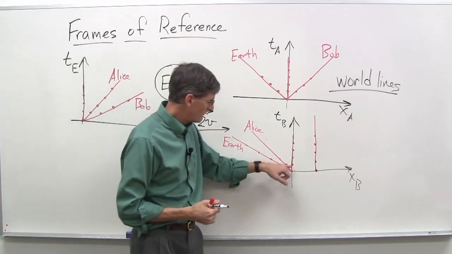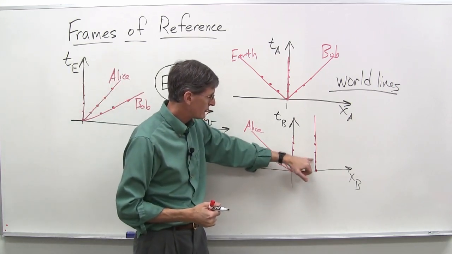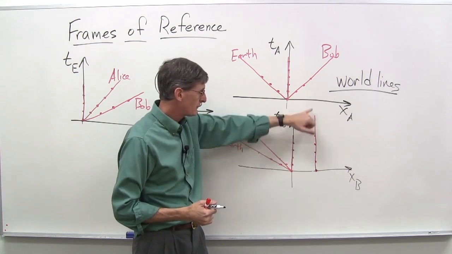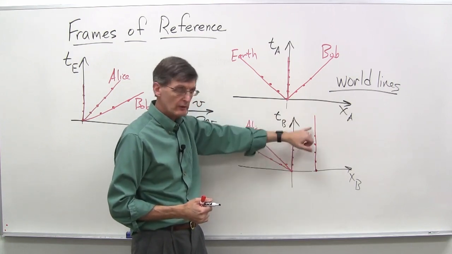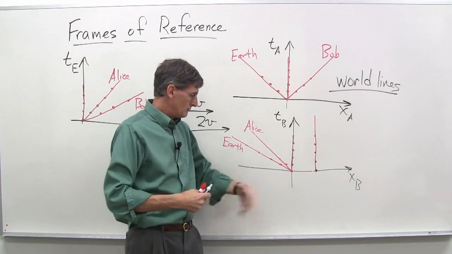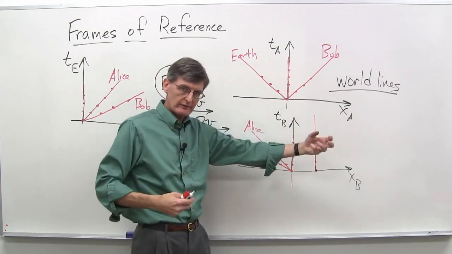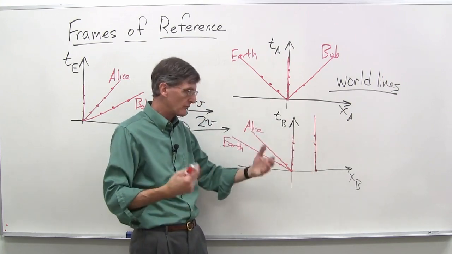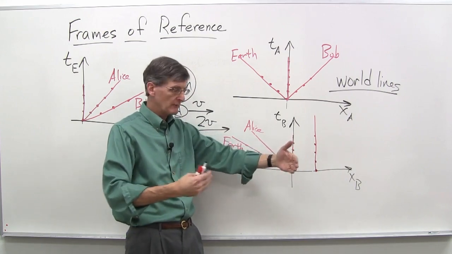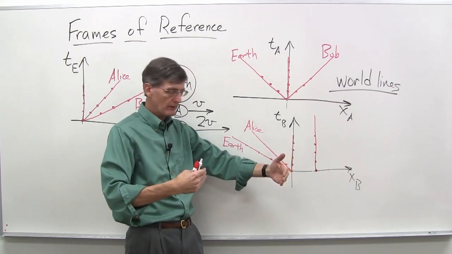Because look at this. At every given time, it's at the same position. So a vertical line represents something that is not moving. That might be the front tip of Bob's spaceship. As far as Bob is concerned, he's in the cockpit. That's not moving from him. It's a fixed distance from him here.